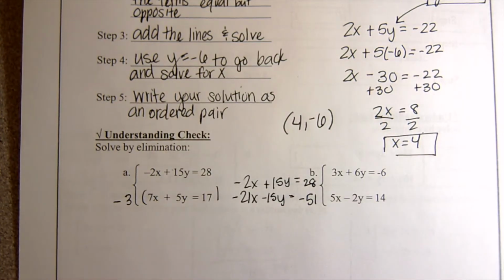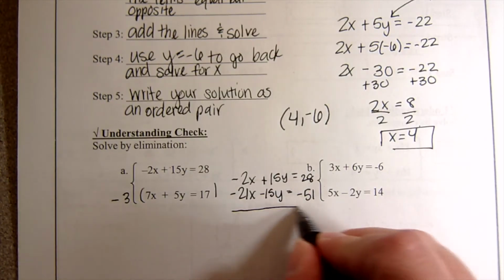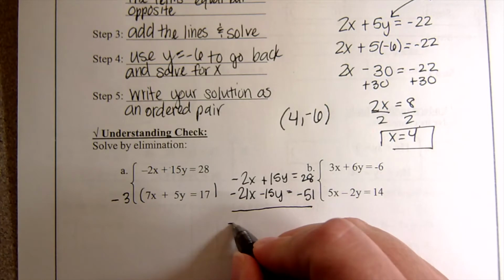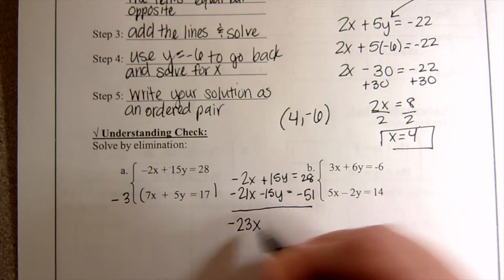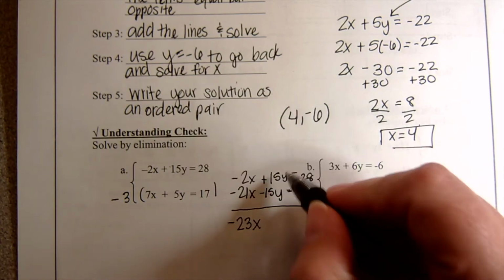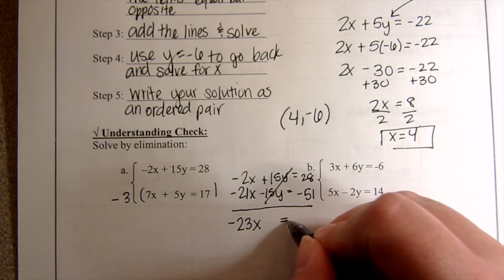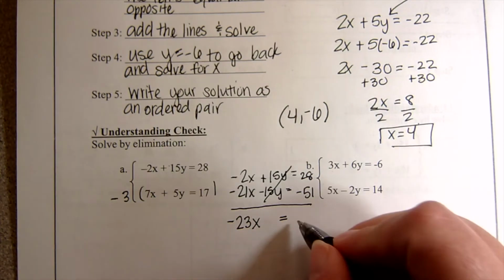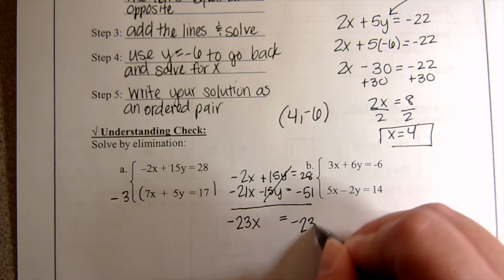Now combine. So negative 2x plus negative 21x is negative 23x. 15y and negative 15y cancels out to 0. Equals 28 plus negative 51. Negative what? Negative 23.